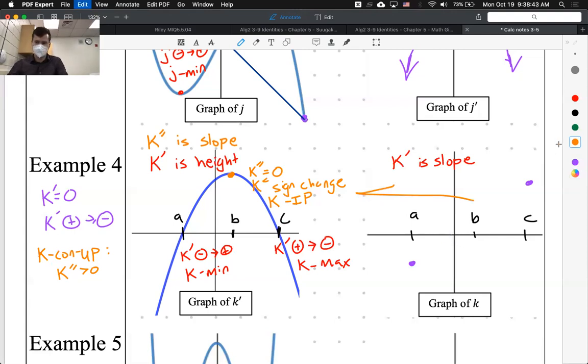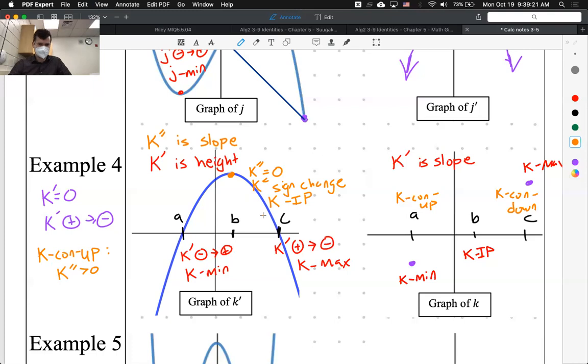And we know that we have a minimum. I should have labeled it back here. This right here was a K minimum. This is a K maximum. And we have this K inflection point happening here at B. And I know that K is concave up, so I can come over and say, this is K concave up on the left-hand side. And on the right-hand side, everything to the right of B, that's K concave down, because we had a negative slope on this graph of K prime. And slope, again, means K double prime.